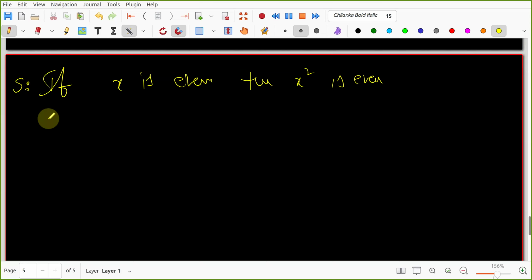Go fast now. Sorry, there is a little disturbance. Now get ready, start. If x is even, then x square is even. Is it true or false? Be quick. That means x is even is given to you. In that case, is x square always even? It is true. If you feel it is true, then there is a proof also, right? But here I am not asking for the proof. Do you agree or not?